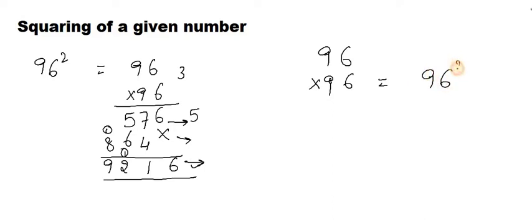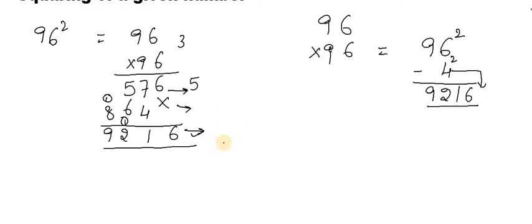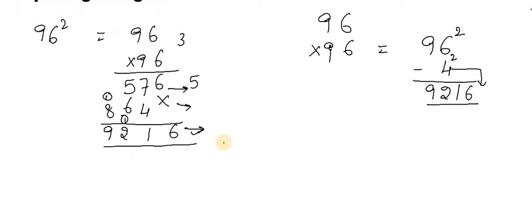Just consider 96 square. It is less than 100 by 4. So 96 minus 4 is 92. Now just the simple square of 4. 4 4s are 16, and the answer is 9216. See how fast we can do it, in a time span of less than 5 seconds. It is not going to take even 5 seconds to do that.